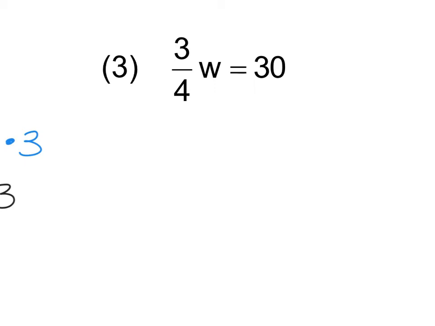All right, so 2 ways to handle number 3. We have a connector here of multiplication, so I want to disconnect that. So opposite operation would be division. All right, so one way to handle it, if you want, would be to divide both sides by 3/4. Cancels here, but then you got to think about the right-hand side. You got 30 divided by 3/4.